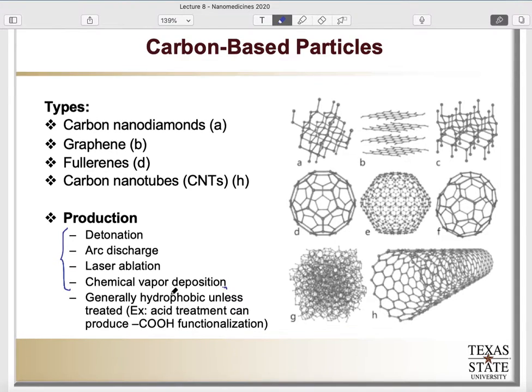And then chemical vapor deposition, or CVD, has been used for the formation of nanodiamonds as well as carbon nanotubes. For nanodiamonds, it typically results in the production of a film as opposed to freestanding particles. And the reaction typically occurs at about 1,000 degrees Celsius.